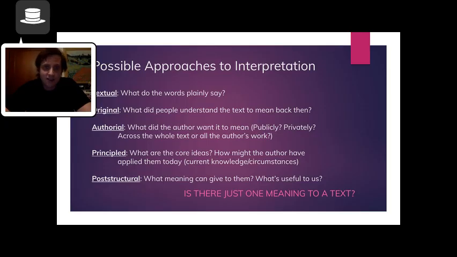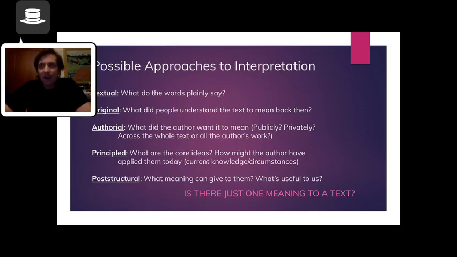In the Dred Scott decision, the court says, oh, this is who, only white men. That's who was meant, right? Not women, not Black Americans, not Native Americans. White men is who was meant originally and how the text was understood when it was written.